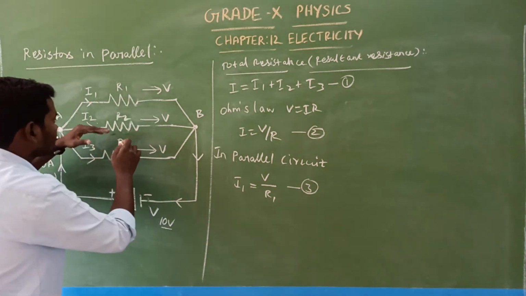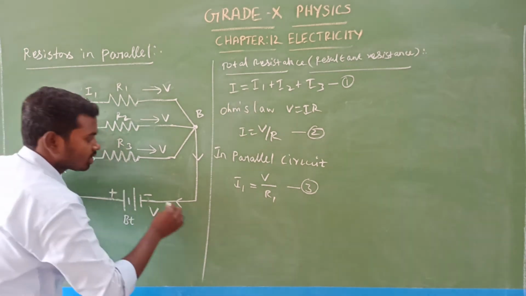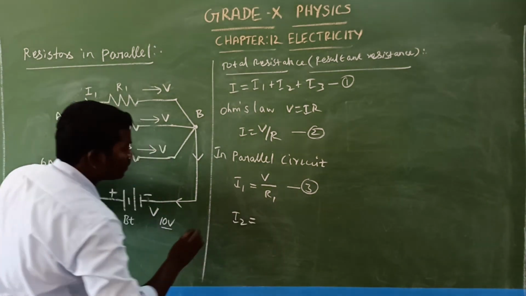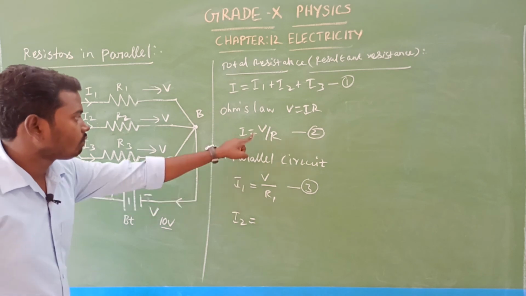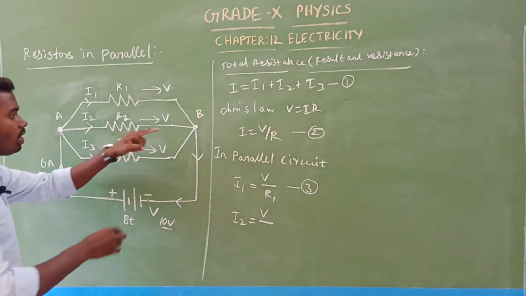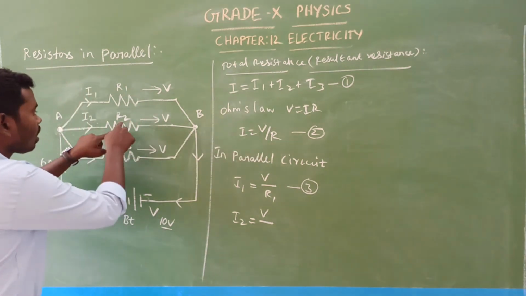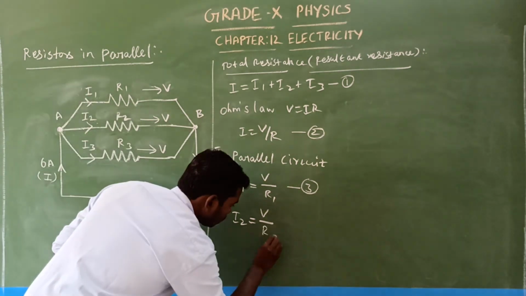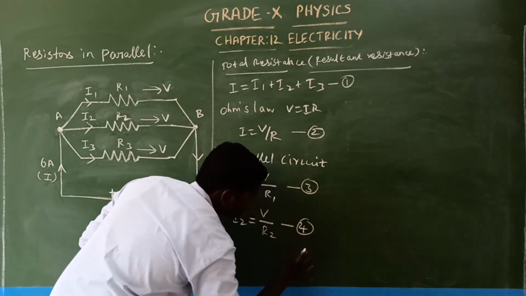So the second resistor. What is the current value? I2 is equal to, what is the voltage value? V, the same amount of voltage. So V by the resistance value, which is R2 here. So I2 equals V by R2. This is equation 4.